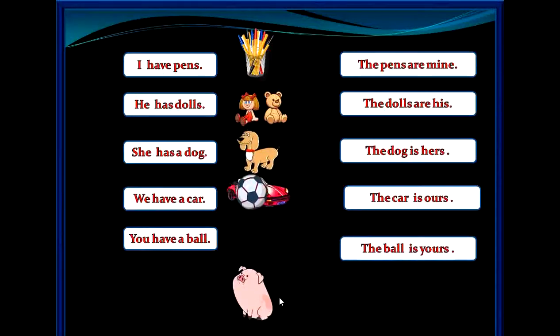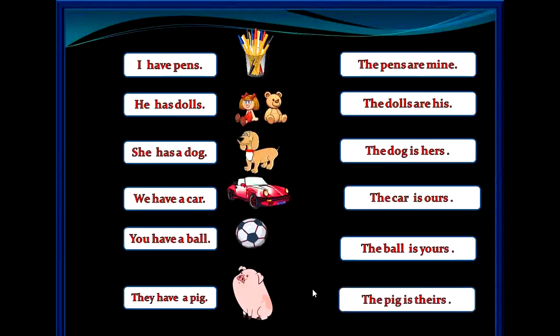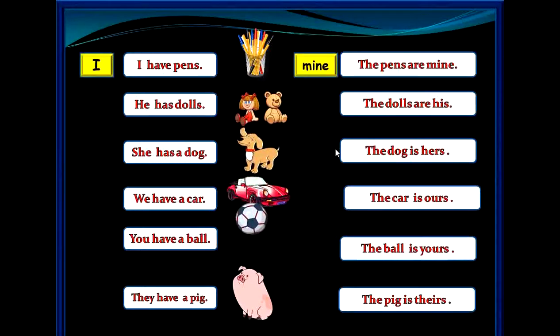Finally, there is a pig. They have a pig. Here, the personal pronoun is they, and the possessive form of the personal pronoun they is theirs. So we can rewrite the sentence, the pig is theirs. So, for the personal pronoun I, the possessive form is mine.